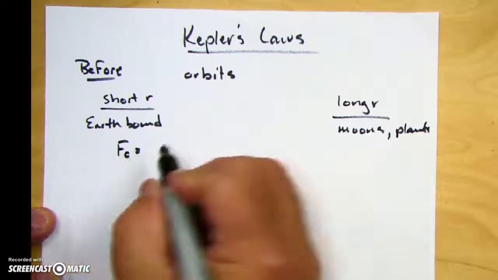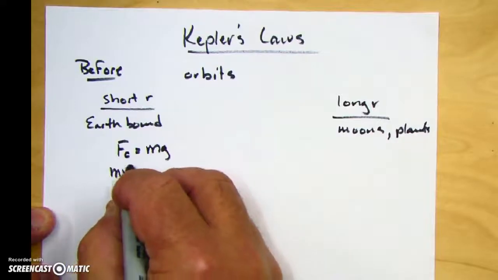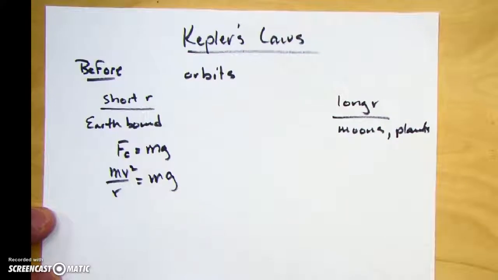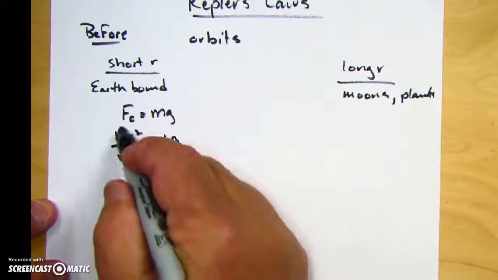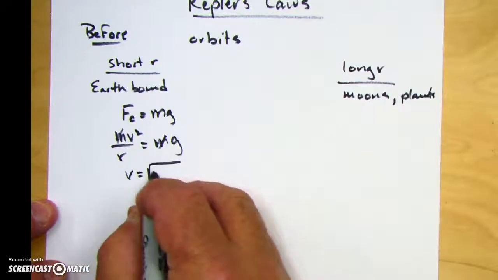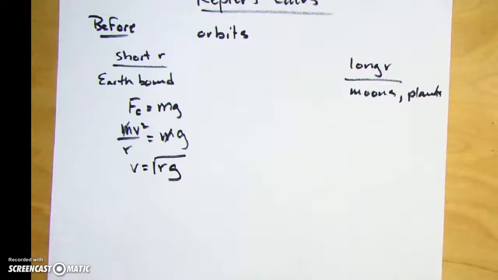Make sure that we understand this. In this case, centripetal force is equal to weight, so mv squared over r is equal to m times g. The m's cancel out. v squared is equal to r times g, so v is equal to the square root of r times g. That's what you use for a short distance, if you're talking about something on the earth, somebody throwing a discus, anything that's whirling around in a circle.